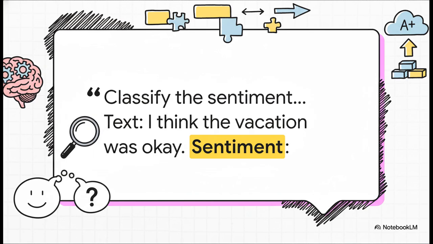So take this for example. You ask it to classify the sentiment of, "I think the vacation was okay." The AI has to dig into all its training data to figure out that okay is probably neutral. And look, it might get it right, but it also might not. There's just so much room for it to misunderstand.